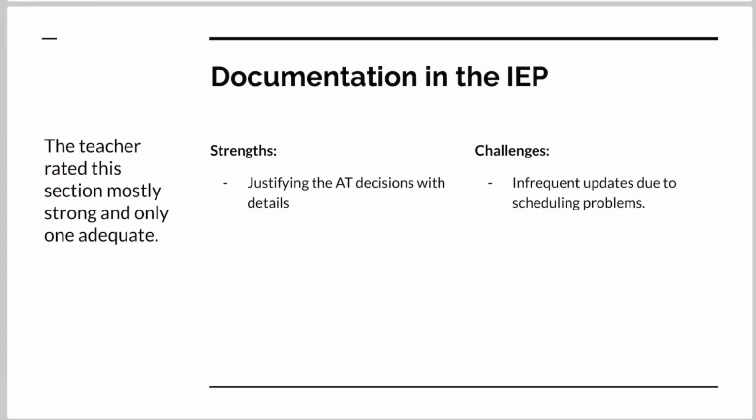So this category is documentation in the IEP. The teacher rated this section mostly strong and only 1 adequate. So again, pretty good. Their strengths, she said, are justifying their AT decisions with details. So when writing in the IEP, explaining why they made those choices. And then the challenges are infrequent updates due to scheduling problems. So basically that she wishes they were able to update the IEPs more, but that they have a lot of problems scheduling the times to do that.